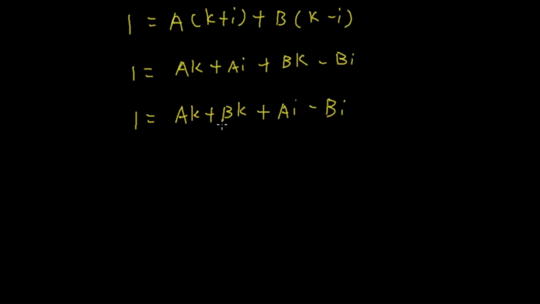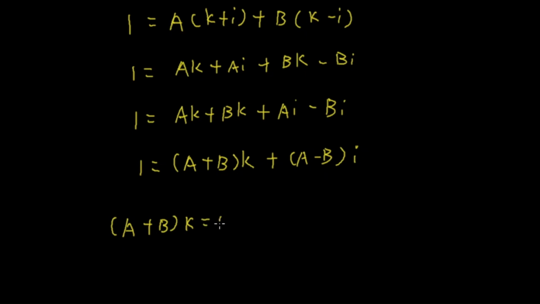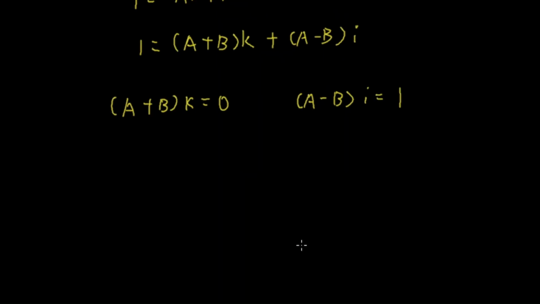right? Now, because k here is a variable, we will factor out the coefficient. So a plus b times k plus a minus b times i. i is a number here. Okay, so this is a variable, this is a number, and on this side we only have a constant 1. So that means this term must be 0. So we can say that a plus b times k is equal to 0, and a minus b times i is equal to 1. Now we have to calculate a and b.